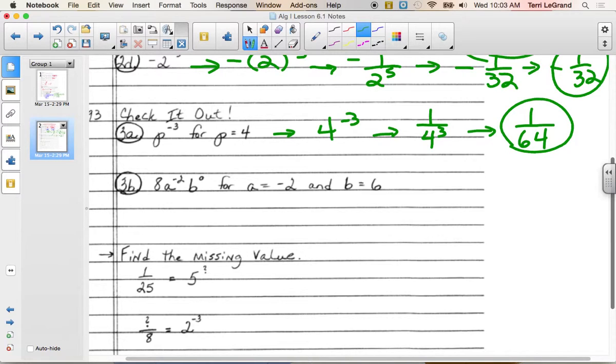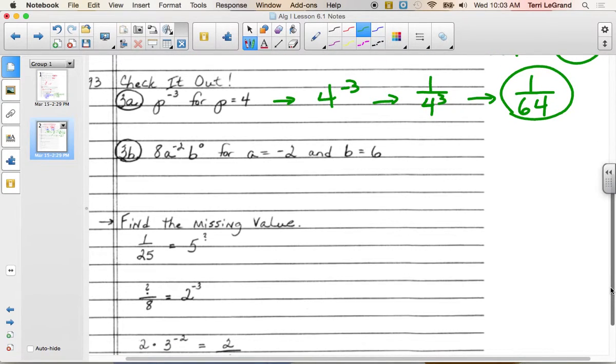Okay, there's our answer. We evaluated for the given value. Okay, I remember helping some students yesterday. This one: 8. I'm going to put multiplication signs in there because it's what it really means. 8 times -2 to the -2 power. Anybody see a problem with what I just did?